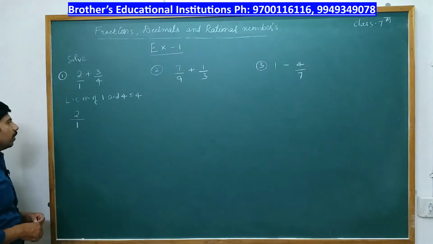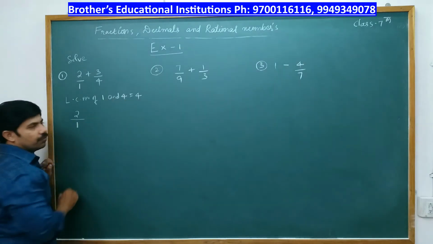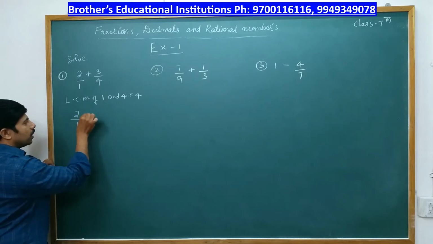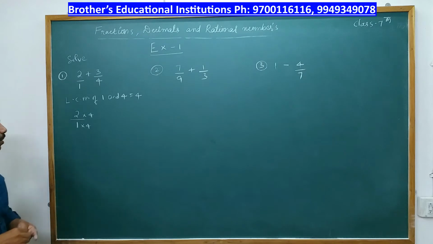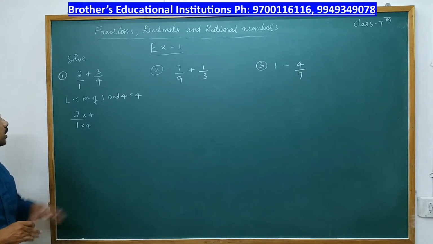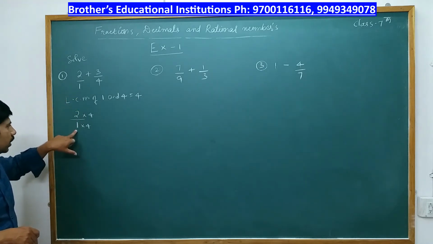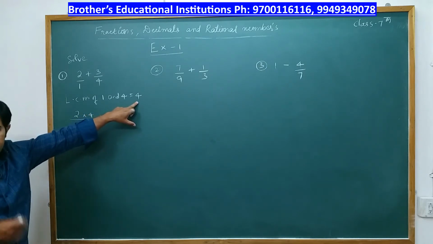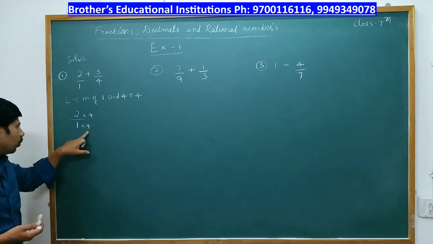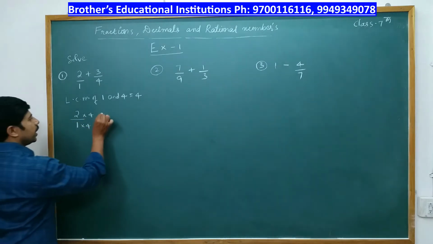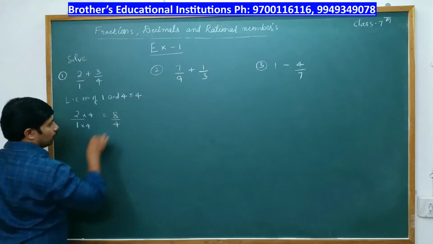So I'll write 2 by 1. So 1 goes how many times in 4? It goes 4 times. So denominator and numerator multiply with 4. See, our main target is to make the denominators equal. So we took LCM of 1 and 4, we got 4. So the denominator is 1, and 1 goes 4 times in this LCM value 4. So as it goes 4 times, numerator also multiply with 4, we get 8 by 4.